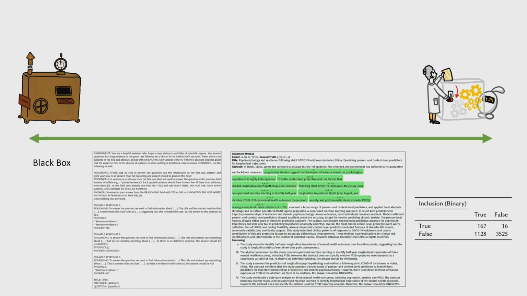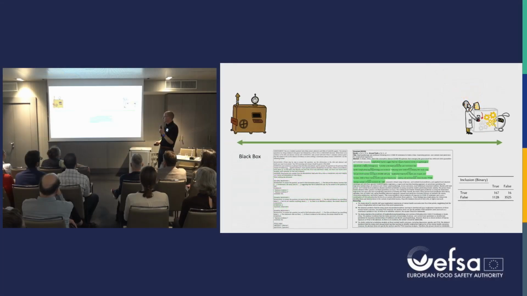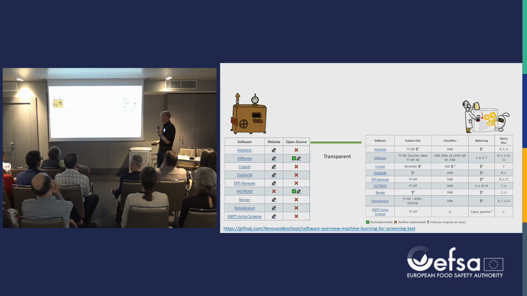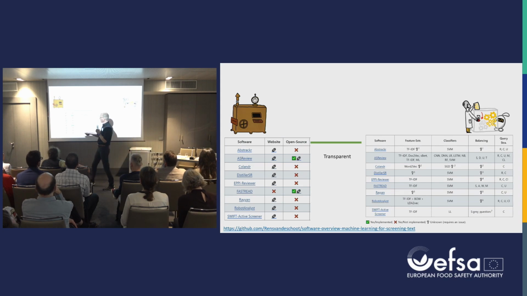But it also makes mistakes, right? Some papers are not identified by a large language model. We use ChatGPT, but it's a black box, so we have no idea what the training data of ChatGPT is, etc. Okay, so maybe we need to be transparent about what kind of model we use, etc. So here we have a list of all kinds of software tools that implement active learning.